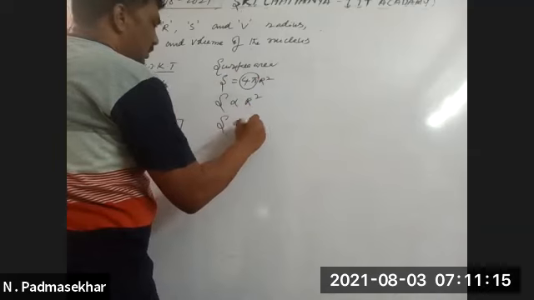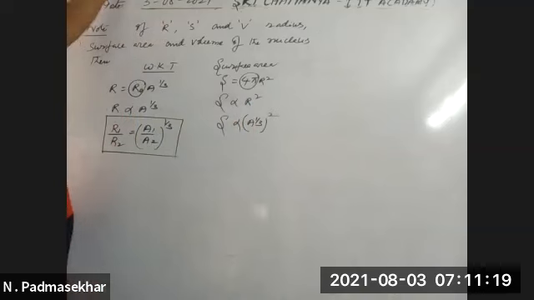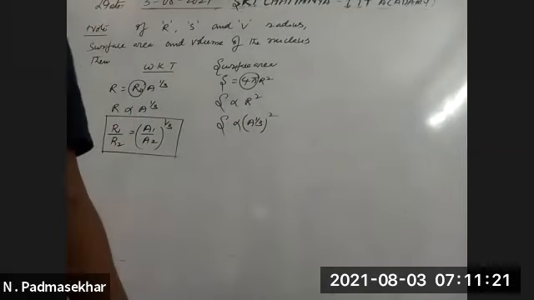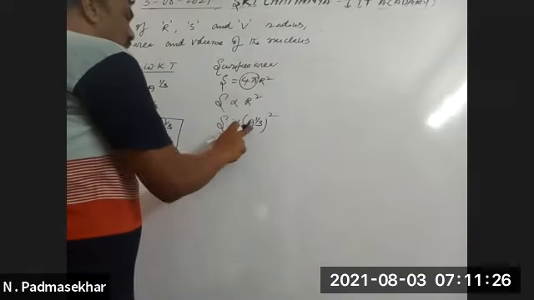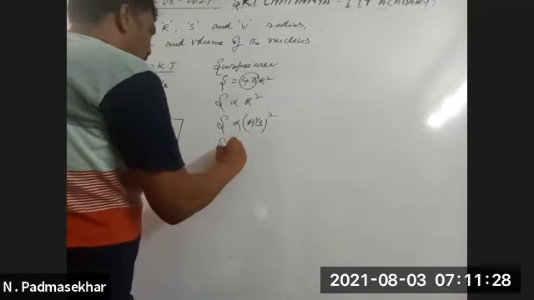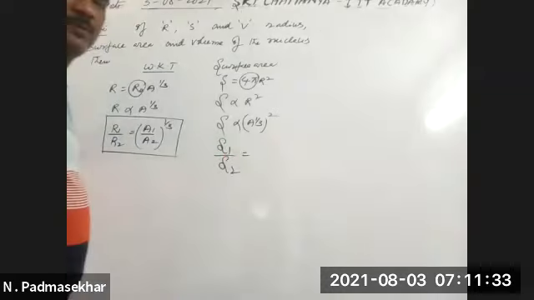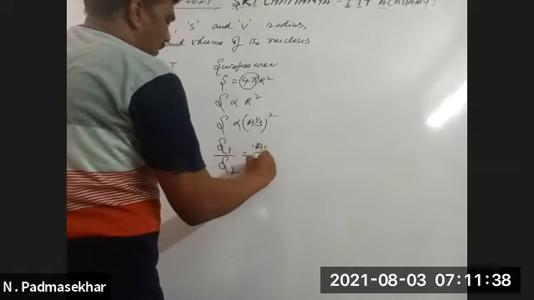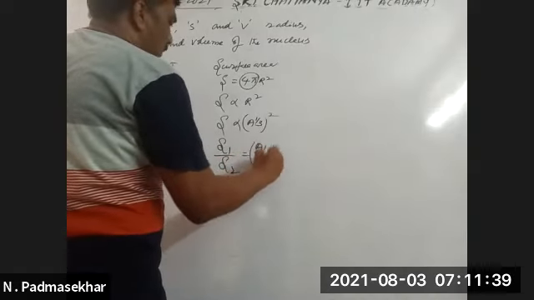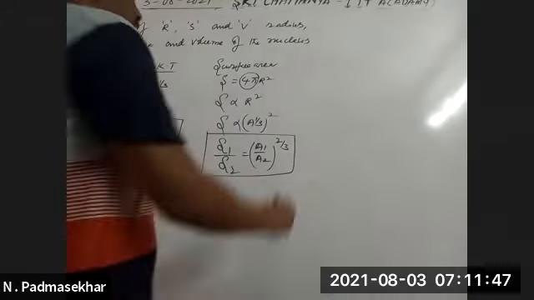So S is proportional to A to the power of 1 by 3 whole square, because R is directly proportional to A to the power of 1 by 3. That's why A to the power of 1 by 3 whole square. So S1 by S2 is equal to A1 by A2 whole to the power of 2 by 3.